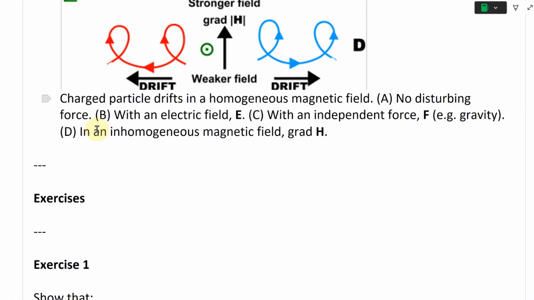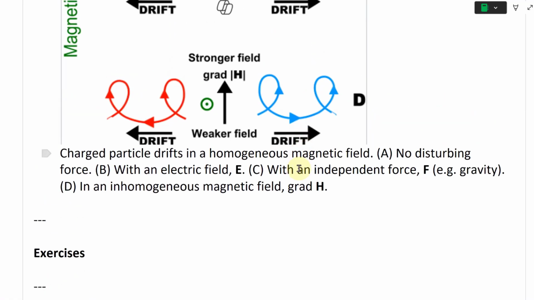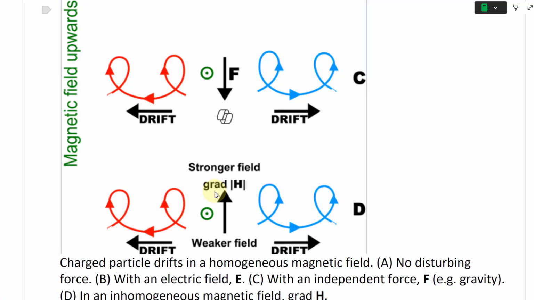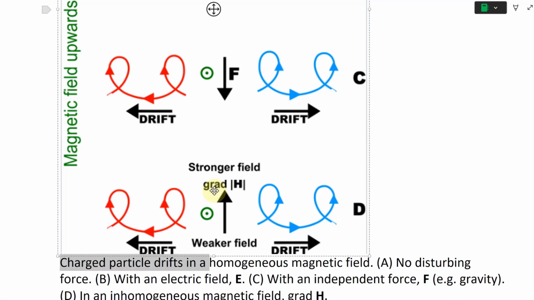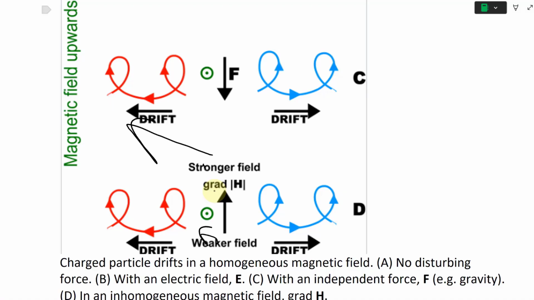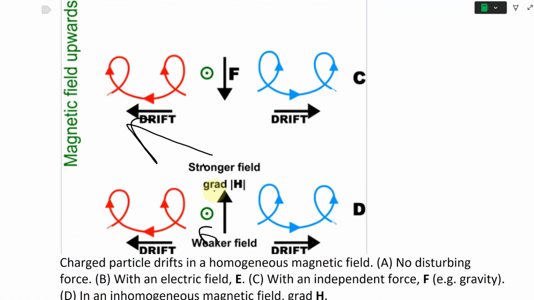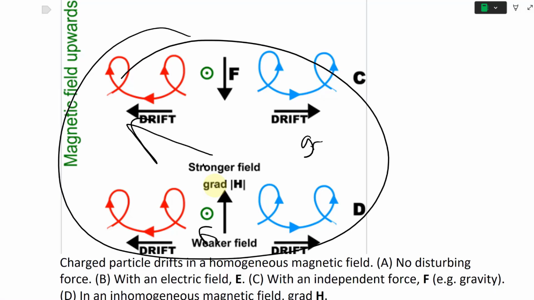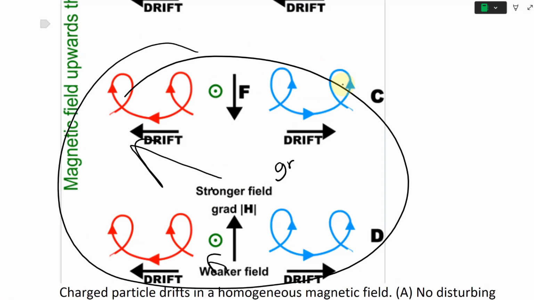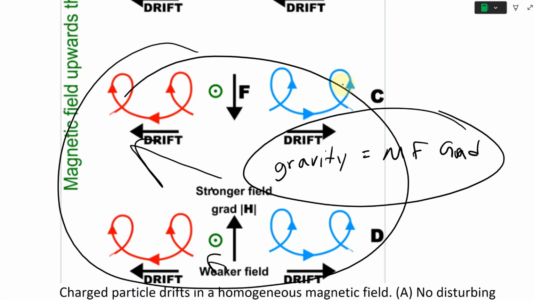Now going further, an inhomogeneous magnetic field, or gradient of H. If you have a super strong magnetic field over here and very little over here, the setup is similar to gravity. This is identical. So is gravity just a magnetic field gradient? Unbelievable! I think we just solved this.